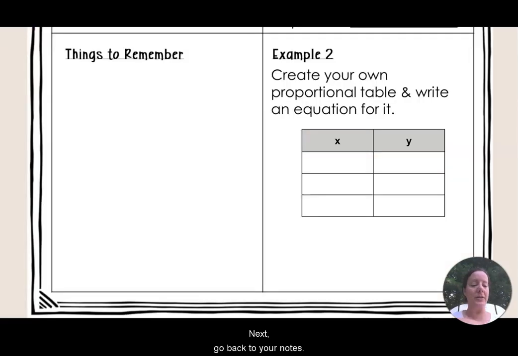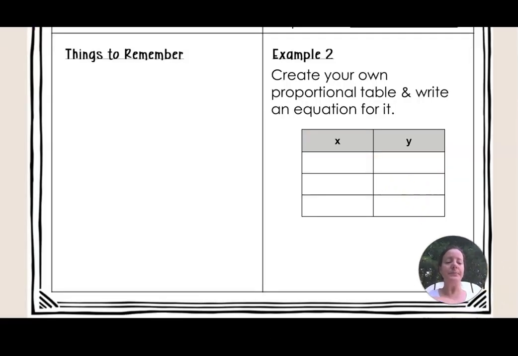Next, go back to your notes. You're going to jot down anything that you might need to help you remember how to do this without having to go back to this video. And then I want you to make your own proportional table and write an equation for it. You get to choose the constant of proportionality this time.